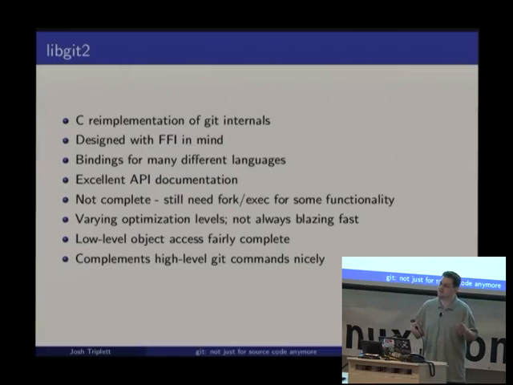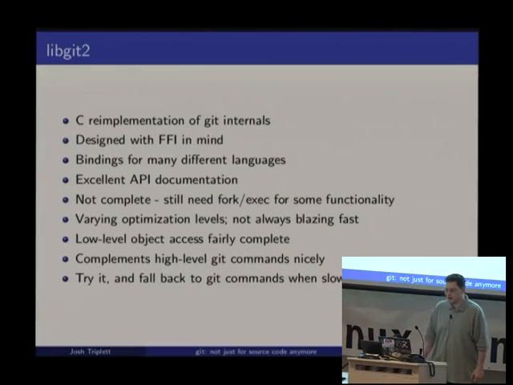It means that if you want to use libgit2 as your low-level object access and use high-level Git commands via fork and exec, that works very nicely together. You have cases where each thing you want to do is as fast as it needs to be. And you can replace incrementally your use of fork and exec of Git commands with libgit2 over time. So that would be my recommendation. Use both and fall back to the Git commands whenever you find that libgit2 is either slow or incomplete.